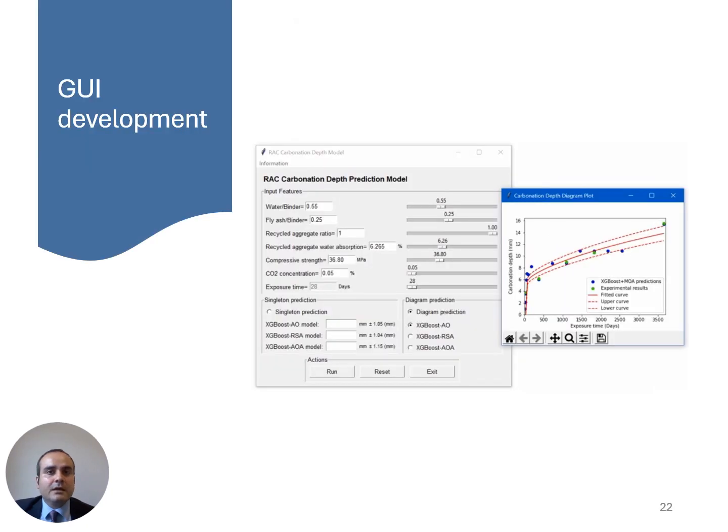To use the developed synthesized XGBoost models in practical applications, a user-friendly graphical user interface was designed in which the crucial input features defined in this study are used to obtain two types of outputs. First, the singleton prediction estimates the carbonation depths of recycled aggregate concrete within a specific exposure time. Second, the diagram prediction predicts the carbonation depths of recycled aggregate concrete over different exposure times.